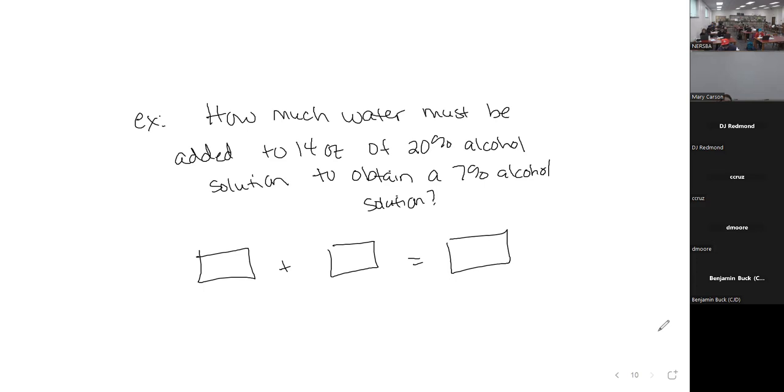Okay, so we don't know how much water, so that's going to be X. And we're talking about water being added to an alcohol solution. So what percent are we thinking of here? We're talking about an alcohol solution. It would be 20% because 20% is with the 14 ounces. We're mixing it with 14 ounces of 20%. And it would be 7% because 7% is our mixture here. 7% would go on the end, and we're combining these two.